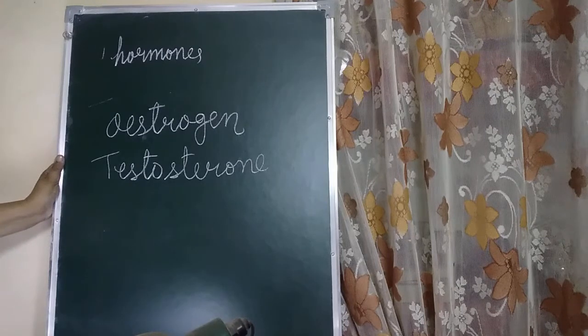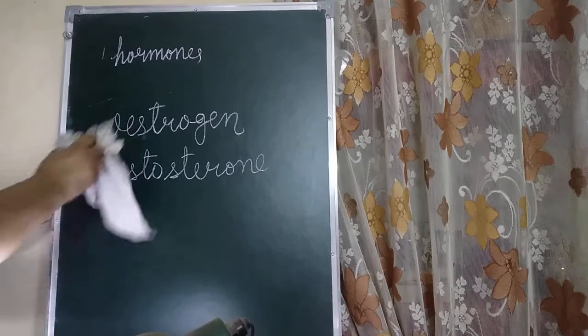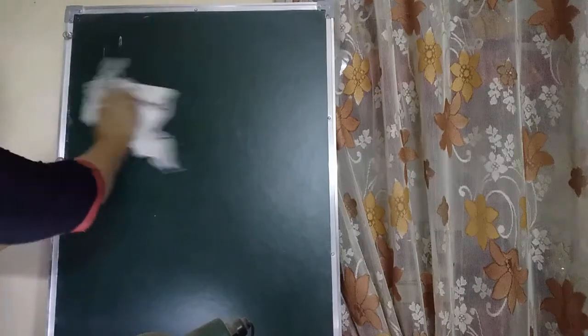Now children, let us talk about some of the physical changes. Name any 3 physical changes occurring during puberty. Okay, so you can tell any 3 of the 12 physical changes.